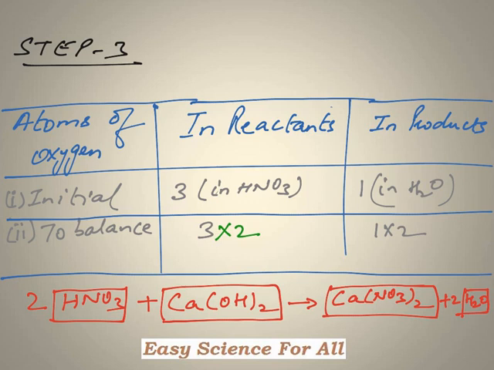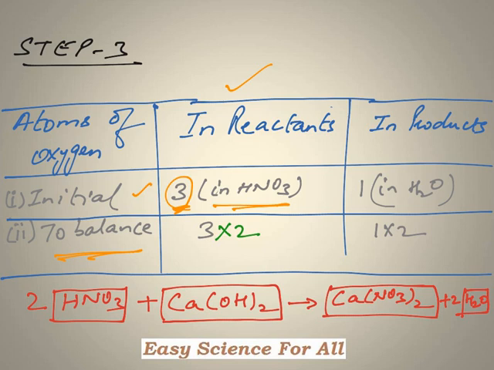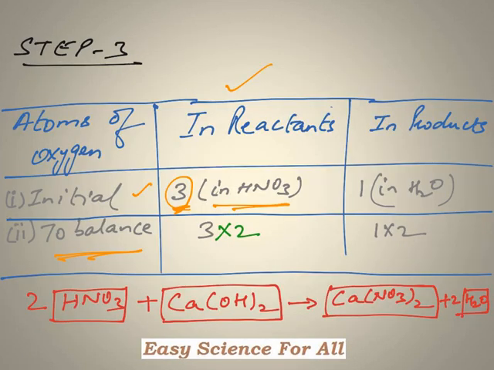Now you can see over here, for balancing the oxygen element, I have made a separate table, and in this table I have taken 2 positions of oxygen: the initial position and then after balancing. Before balancing, I am going to write over here the atoms that I intend to balance. So here I am writing those 3 atoms that are present in HNO3, and 1 in H2O. So we are going to balance this.